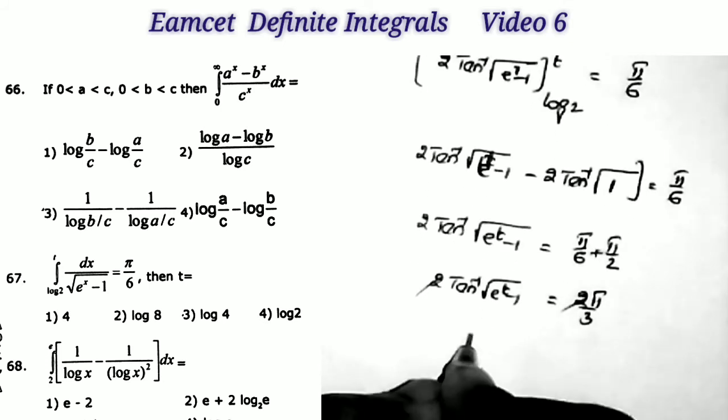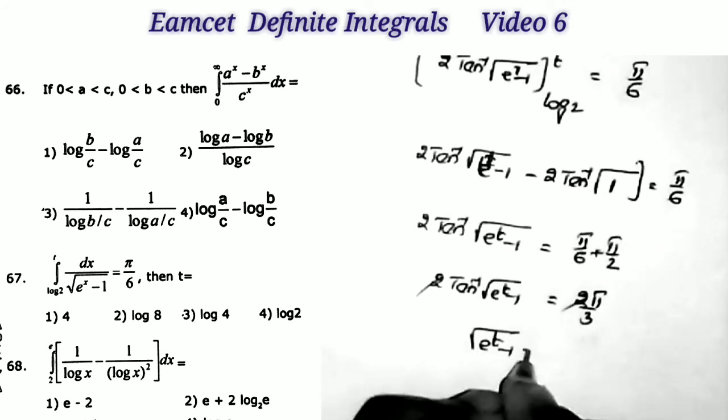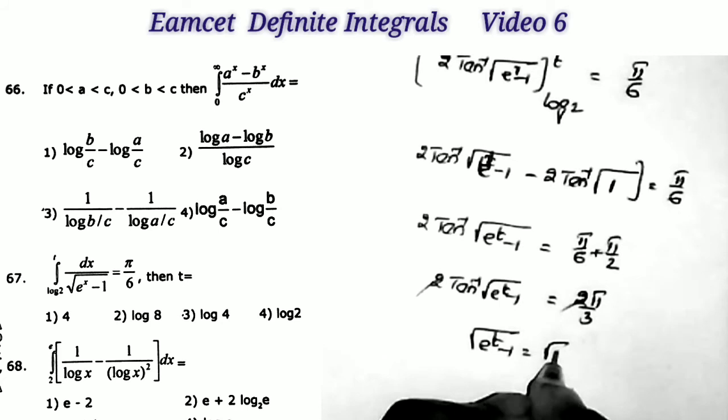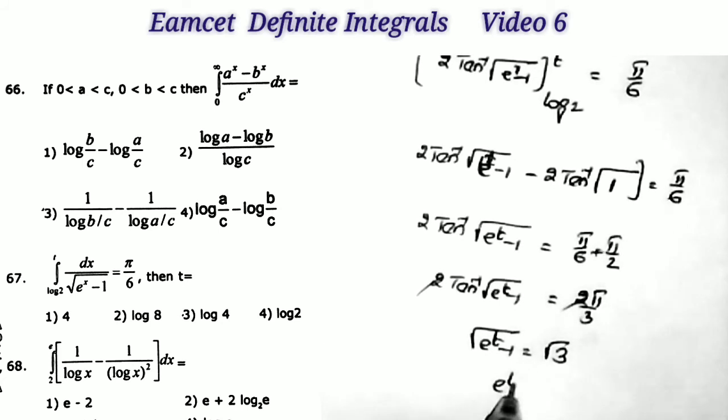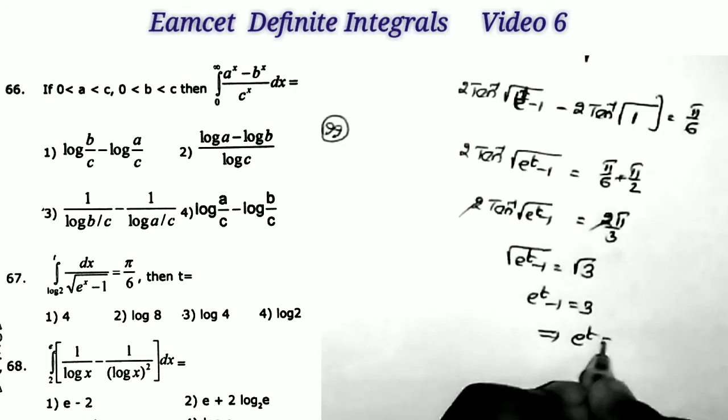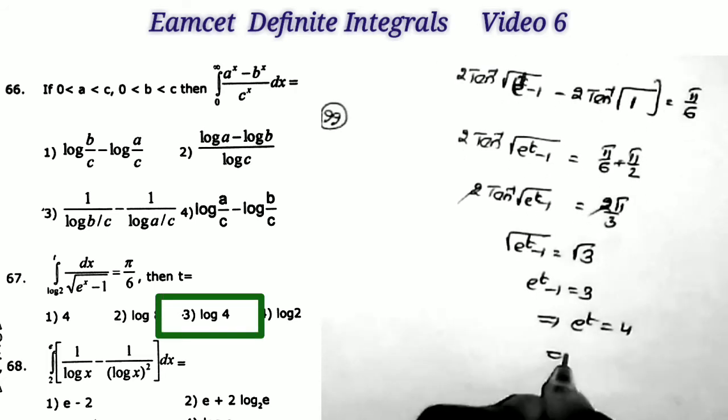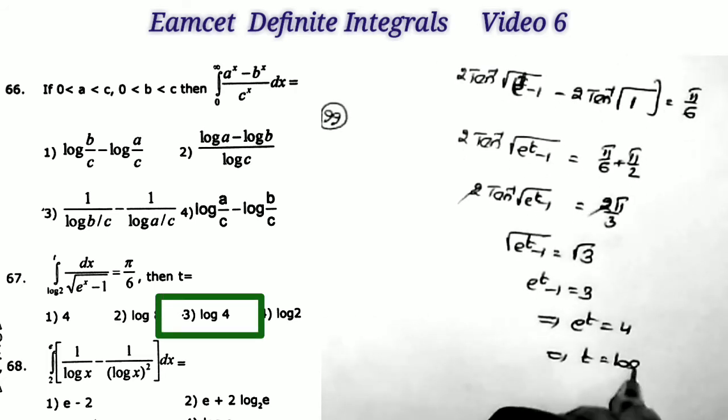That is, square root of e power t minus 1 is equal to tan pi by 3, that is equal to root 3. Now squaring on both sides, we get e power t minus 1 is equal to 3, that is e power t is equal to 4, and the value of t is equal to log 4. That's all, and that is the third option.